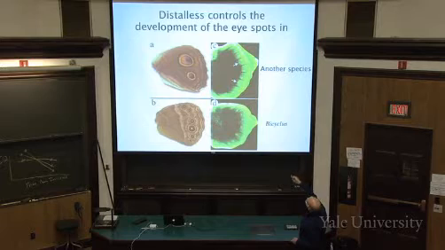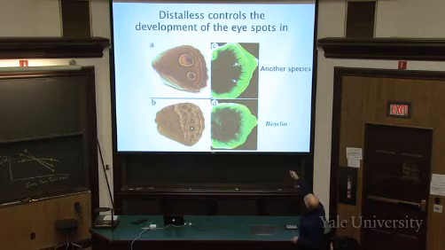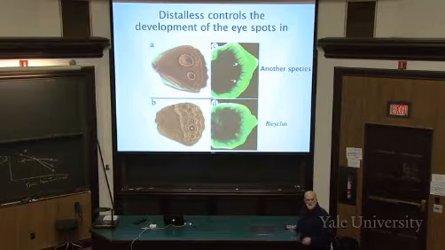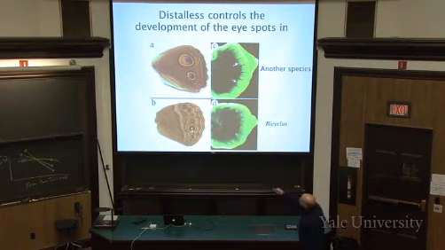This is another species. It just has 2 eye spots, and when you look at its wing disc, it just has 2 places that Distal-less is being expressed. And those are going to be right in the center, okay, right where that white spot is.